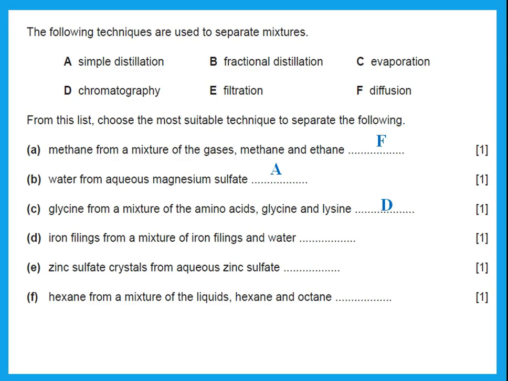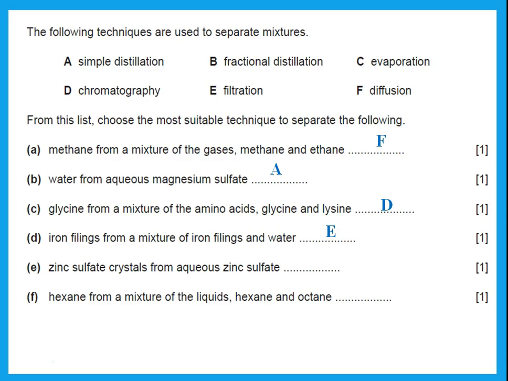Iron filings from a mixture of iron filings and water. Iron filings means tiny little pieces of iron. Of course, iron does not dissolve in water. So if you have iron in water and you're trying to separate them, then what do we use? Filtration.